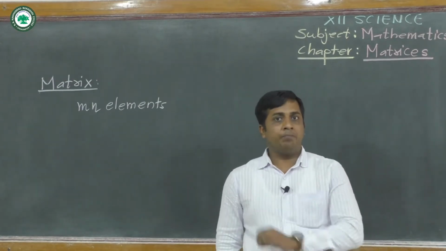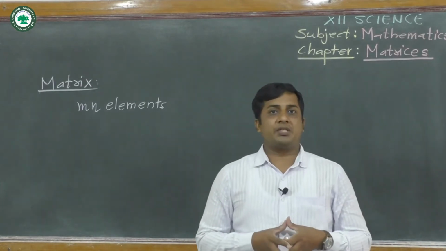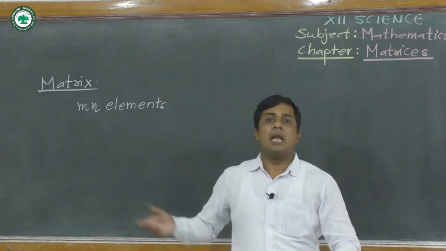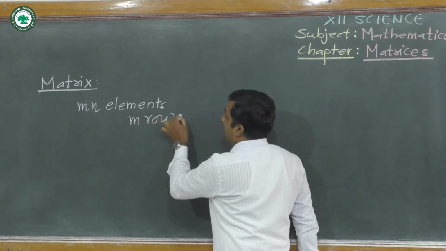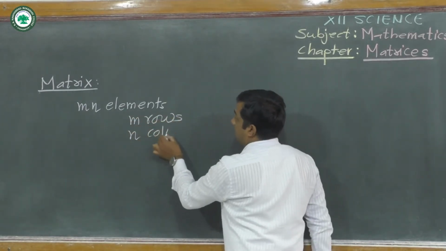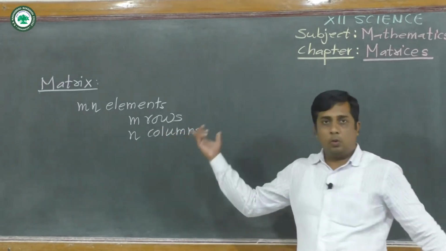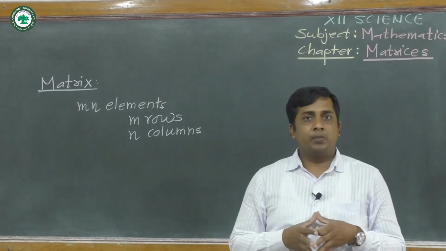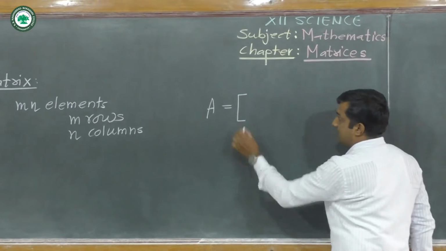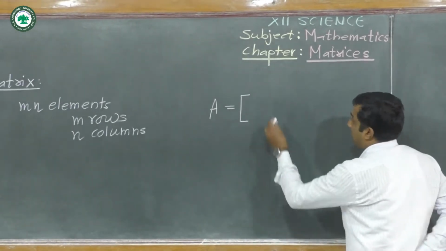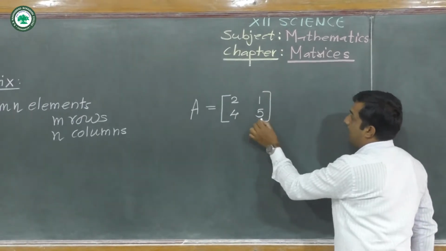Try to remember again. Here in matrix, we consider the rectangular arrangement of mn elements arranged in m rows and n columns. Okay, so we see some examples to define the matrix. Let us consider here A is the first one, and this matrix is having in first row 2, 1, and in second row 4, 5.